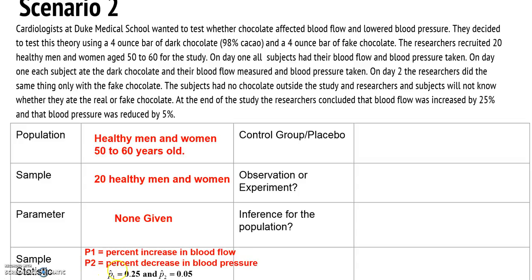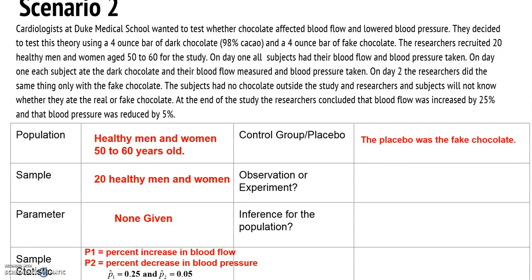So when I use my sample statistics or my sample proportions, notice how I have P hat here. The P hat with the 1 tells me that that's talking about blood flow. So I had a 25% increase in blood flow, and P2 is looking at blood pressure. Since that says decrease, that means I have a 5% decrease in blood pressure. Notice how I have the hats to show that that's from the sample and not the population.